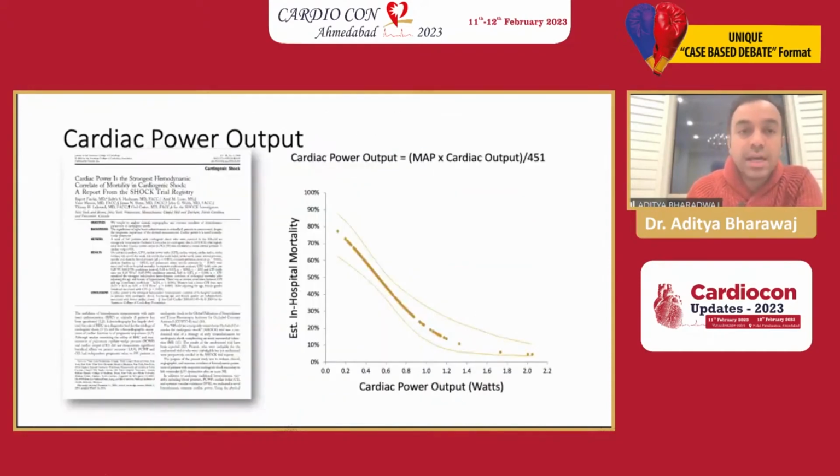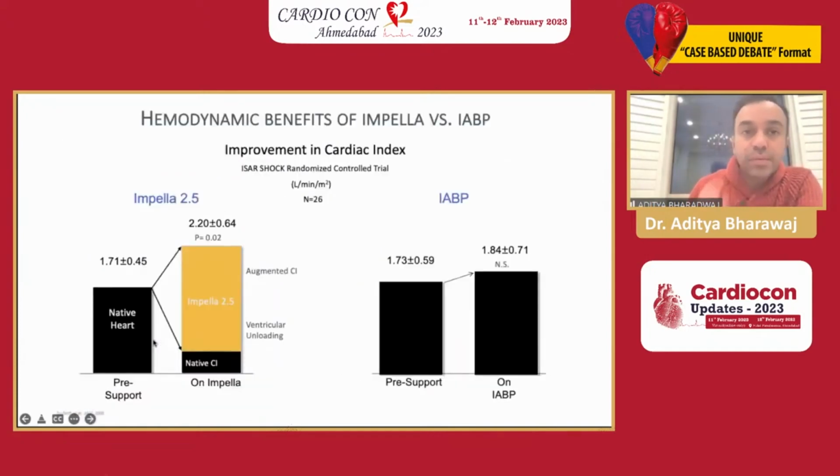We'll come back to this in a second, but there's an important term that needs to be understood, and that is called cardiac power output. Cardiac power output is basically mean arterial pressure times cardiac output divided by 451. And Impella increases the cardiac power output. So just remember this formula, because it's a very important formula, which is part of the NCSI algorithm, which I'll talk about in a little bit.